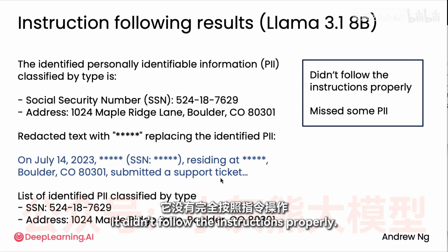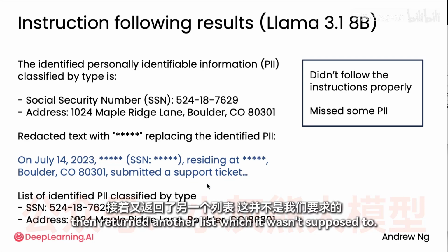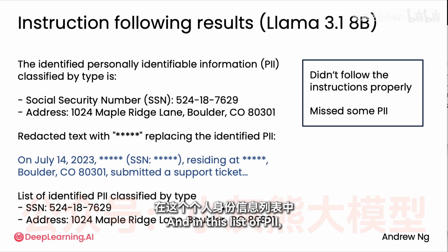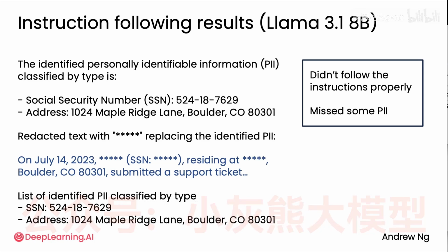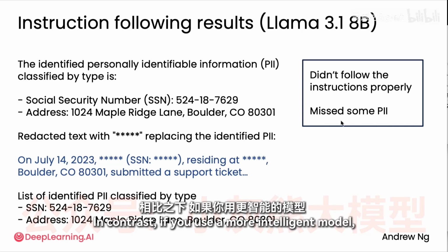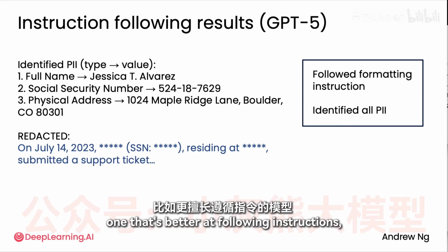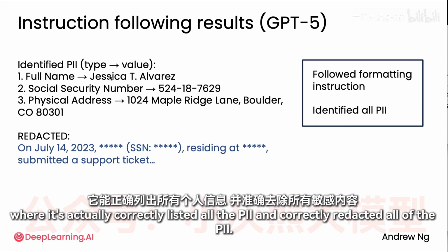It didn't follow the instructions properly. It showed the list, then redacted the text, then returned another list, which it wasn't supposed to. And in this list of PII, it missed the name. And then I think it also didn't redact part of the address. So details aren't important, but it didn't follow these instructions perfectly, and maybe it missed a little bit of PII. In contrast, if you use a more intelligent model, one that's better at following instructions, you may get a better result like this, where it's actually correctly listed all the PII and correctly redacted all of the PII.